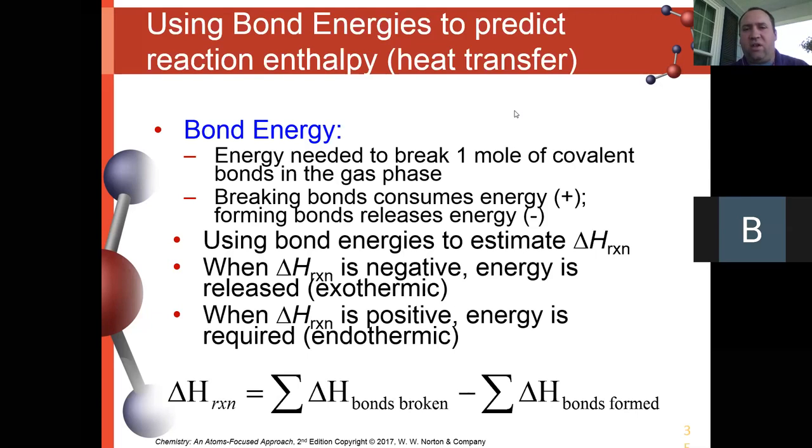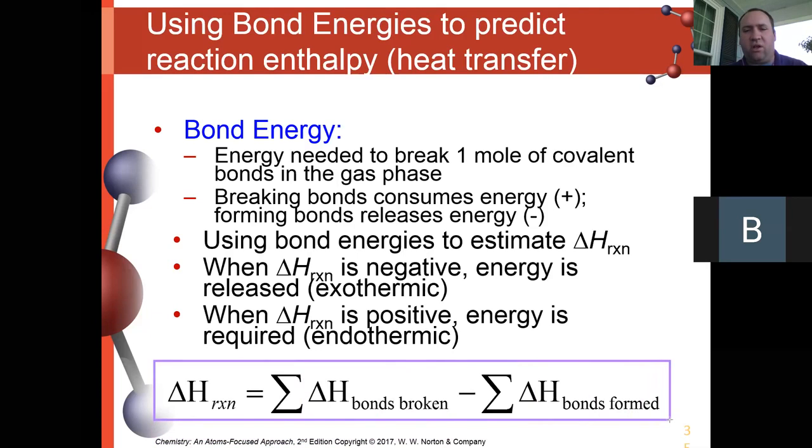And so we can calculate this using this equation. And the equation here is that delta H, the enthalpy of reaction, is equal to the sum of all of the bonds that are broken in the reactants and subtract from that all of the bonds that are formed in the products.